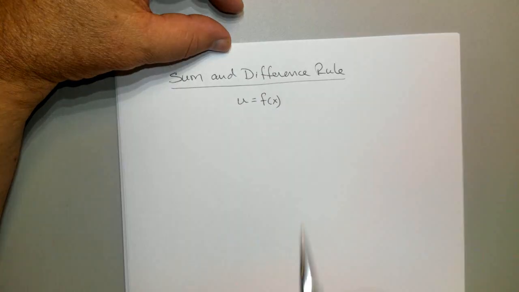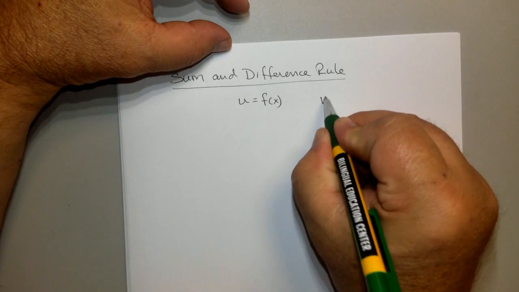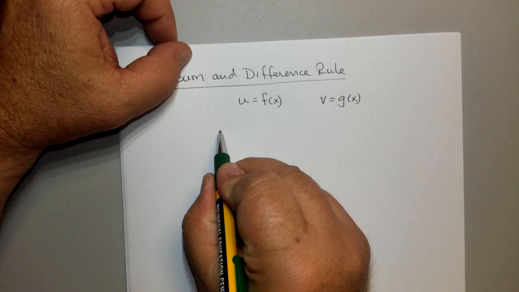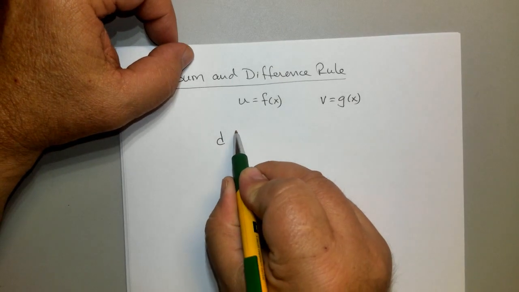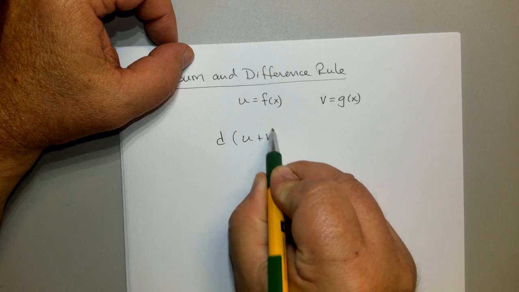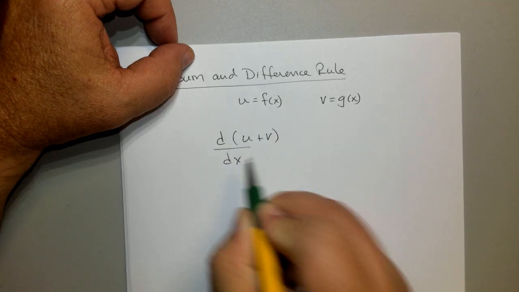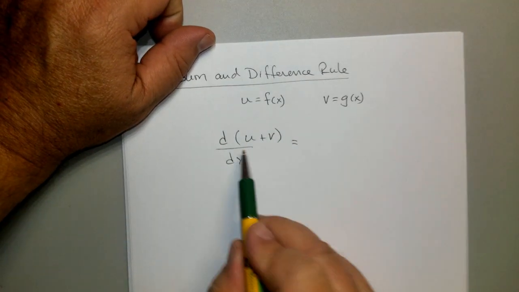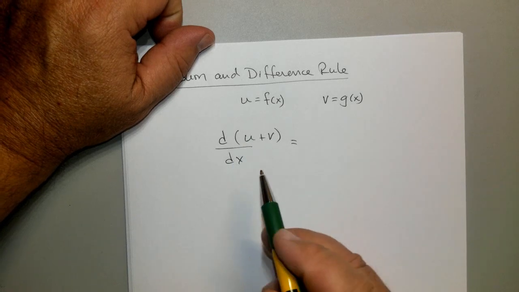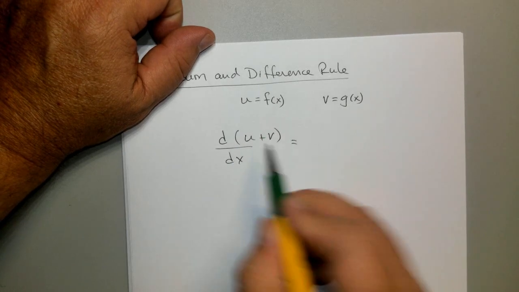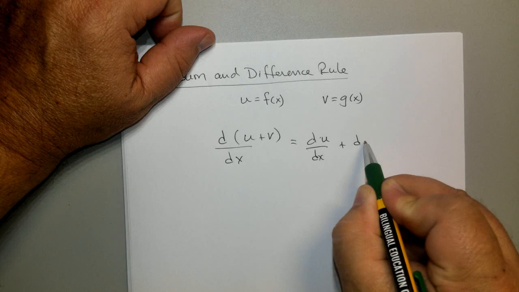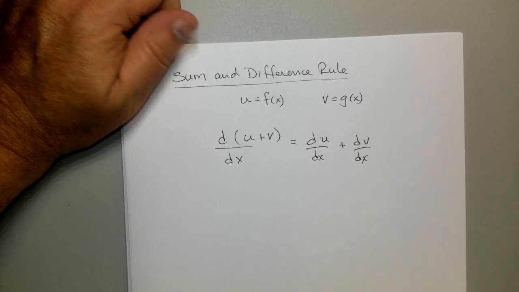Let u represent the function f of x, and v represent the function g of x. They're two independent functions. The derivative of u plus v with respect to x: because it's the sum of the functions, we can take the derivative of the sum individually and add them together.